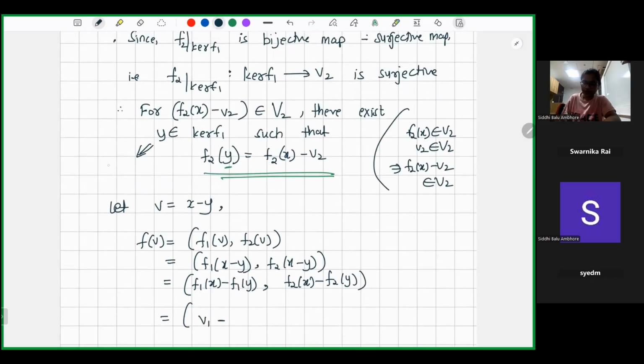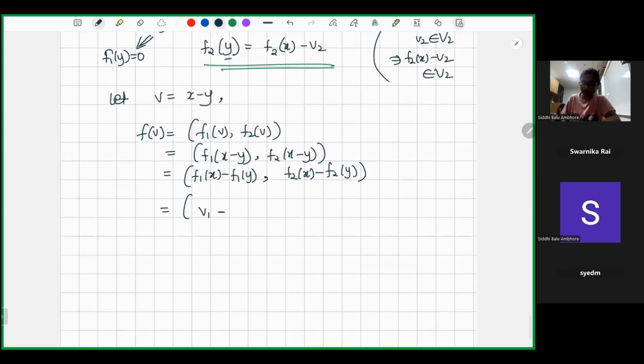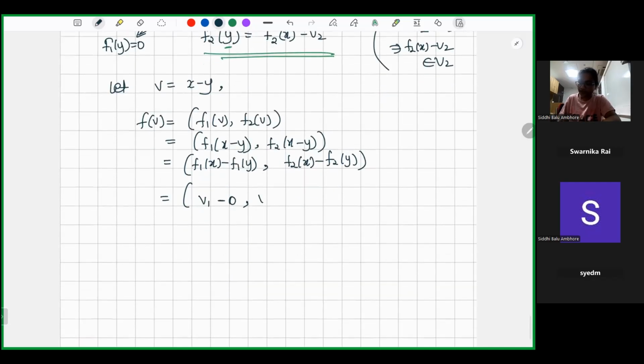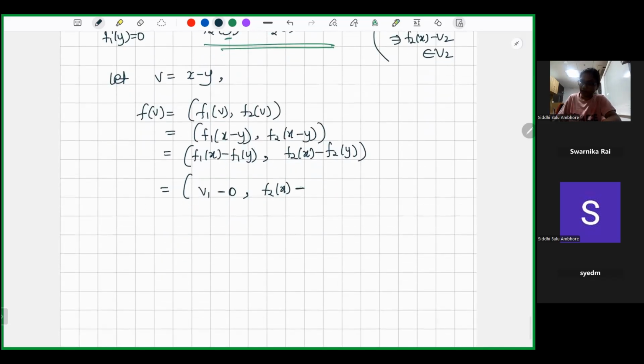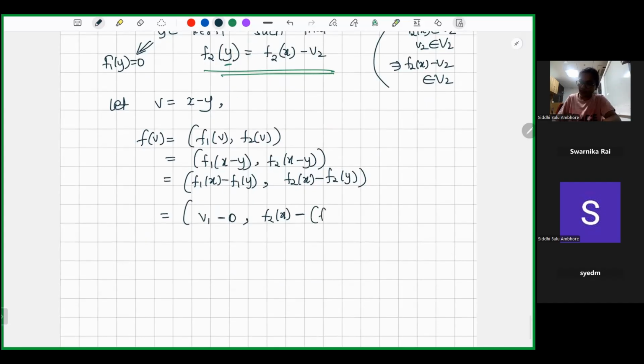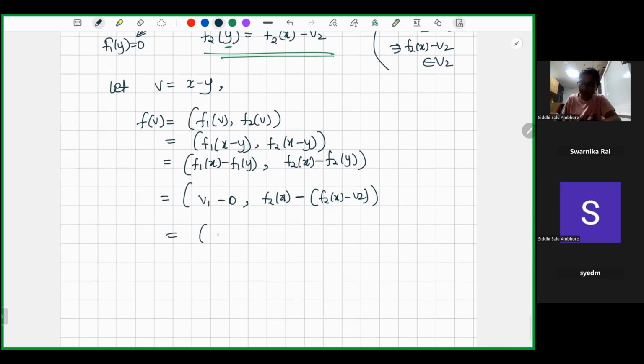So this implies that f1 of y is 0. So this is v1 minus 0. And f2 of x is what? f2 of x is as it is, f2 of x minus f2 of y, which is f2 of x minus v2. And when I simplify this, I get v1 comma v2 here, because f2 of x minus f2 of x is gone, minus minus plus. So I get v2 here.